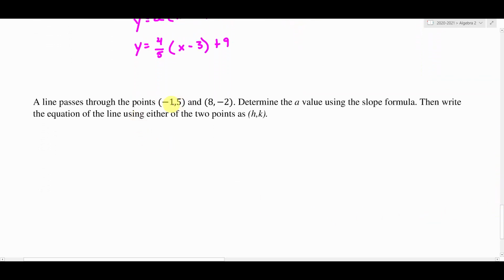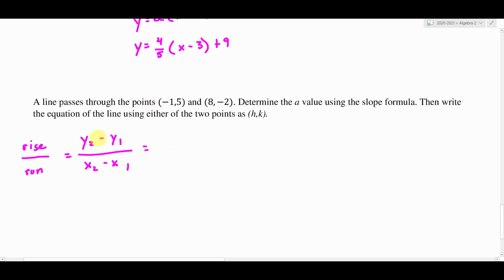So we've got a line that passes through these 2 points. We need to determine the A value using a slope formula and then write the equation of a line using either of the 2 points as our locator point. No problem. If you recall from Algebra 1, the slope formula looks like this: y2 minus y1 over x2 minus x1, right? And remember, the change in y represented this thing that we called the rise, and the change in x's represented this thing that we called the run. Rise over run, and this is how we calculate the rise. This is how we calculate the run, okay?